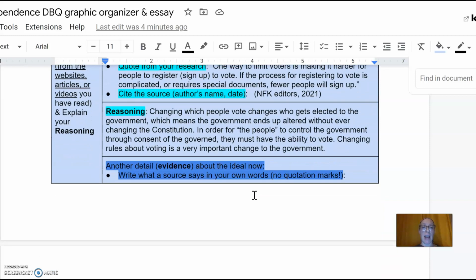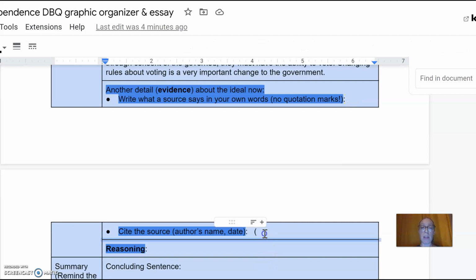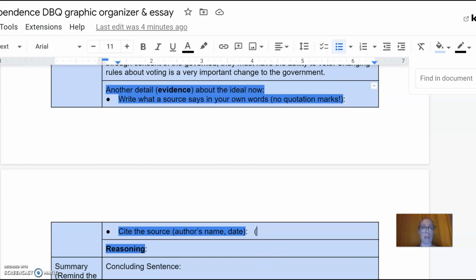All right, I need to do the same thing again with a different source. You always want to try to have a couple sources. Remember, one of these can be your experiences, but a lot of you probably will need 2 sources.